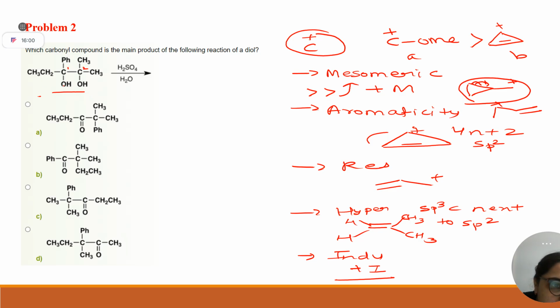So one thing is clear: first, you will protonate this. You don't have to protonate both the hydroxyl groups, otherwise nothing will be left, right? Yes, ma'am, because two adjacent carbons can't have a positive charge. So obviously one will get protonated. After it, what will be the next step? The OH2 gets removed. Formation of carbocation.